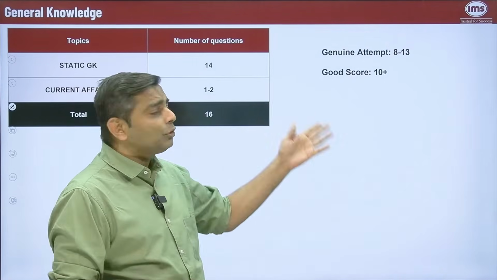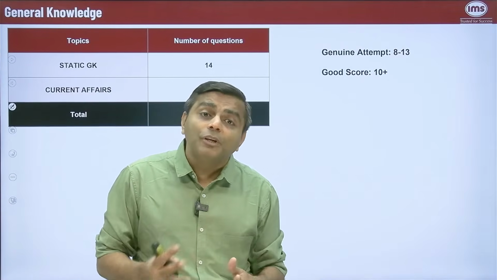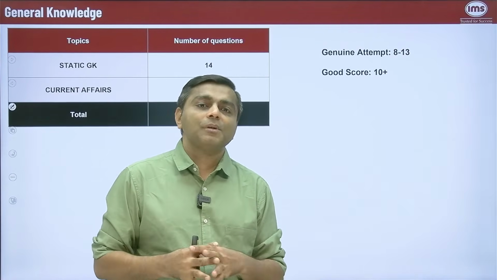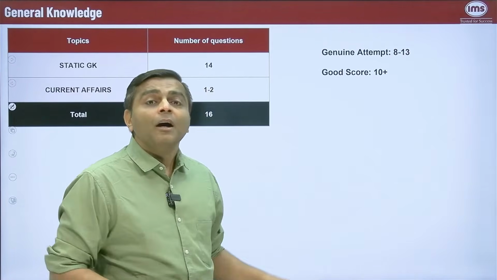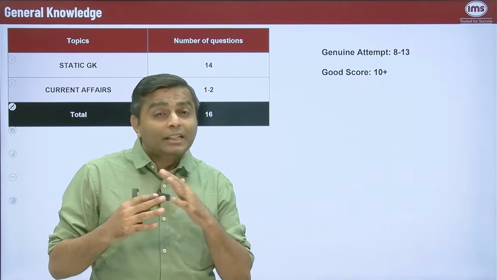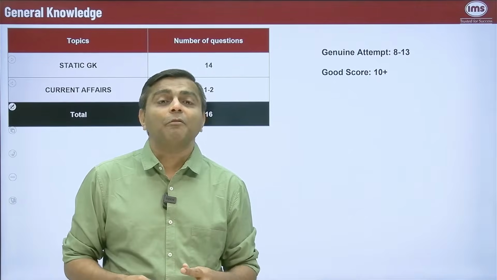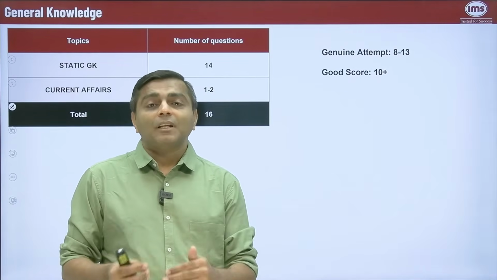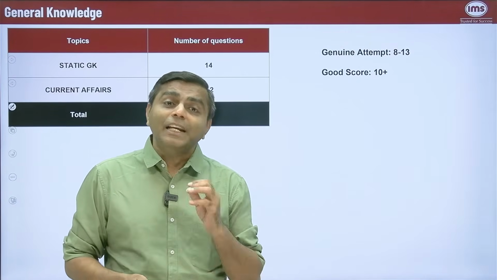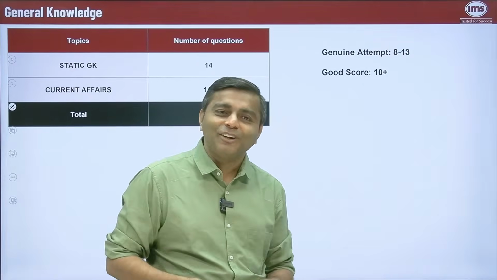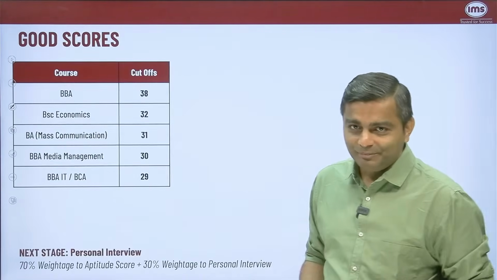Okay. So genuine attempts out of 16, we would say around 13, 14 questions you should have attempted genuinely. It was decently, on an average also possible to get 10 questions right. It was not very, very difficult this time. So 10 plus is a very, very good score in GK for this particular round of SET.